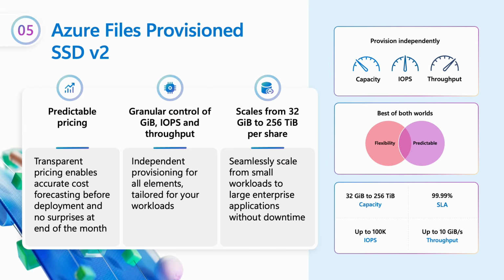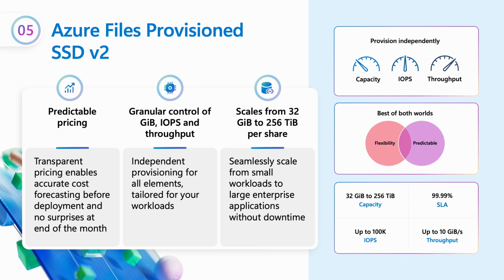Azure Files Provision v2 provides predictable pricing and granular control, enabling you to forecast accurately and seamlessly scale from small workloads to large enterprise applications. With Provision v2, you can start small with 32 gigabytes and expand in place up to 256 terabytes as your working set and performance needs grow. Provision v2 allows you to scale capacity, IOPS, and throughput independently, giving you granular control on costs. With Provision SSD v2, you can optimize costs for business-critical Windows and Linux applications running on SMB and NFS. Provision SSD v2 also includes a free baseline of 3,000 IOPS and 100 Mbps per file share.